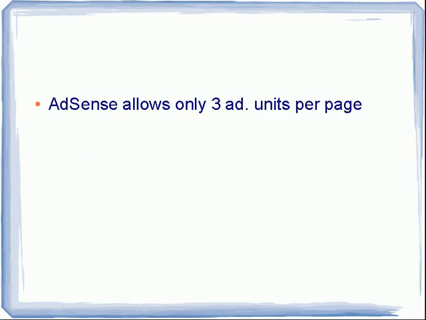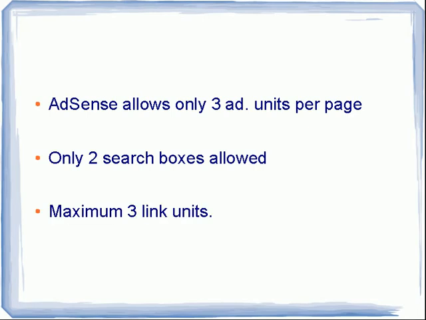The first thing to consider is that AdSense allows only 3 ad units to appear on any given page, as well as 2 search boxes and up to 3 link units. This means that you need to focus on placing your advertisements in areas where they will receive the most exposure.